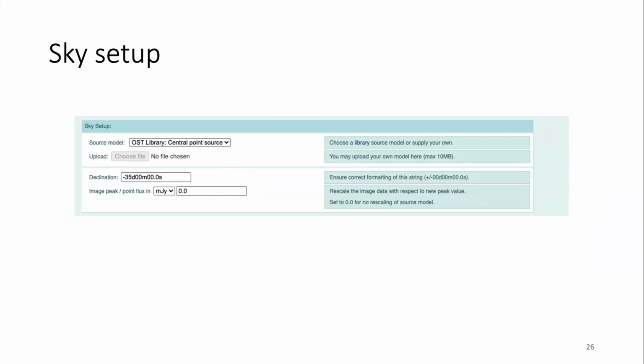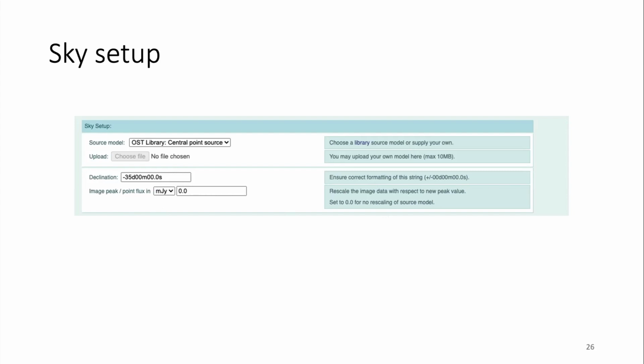Then we have declination. So what is the declination of your observation? This is a very picky parameter. You have to have the formatting of this just as the OST likes it, otherwise it won't let you submit the web form.